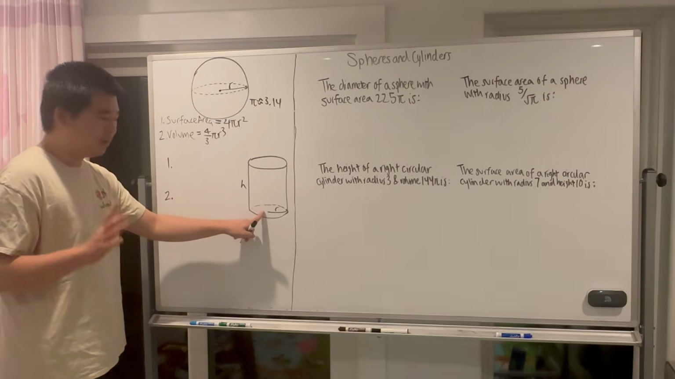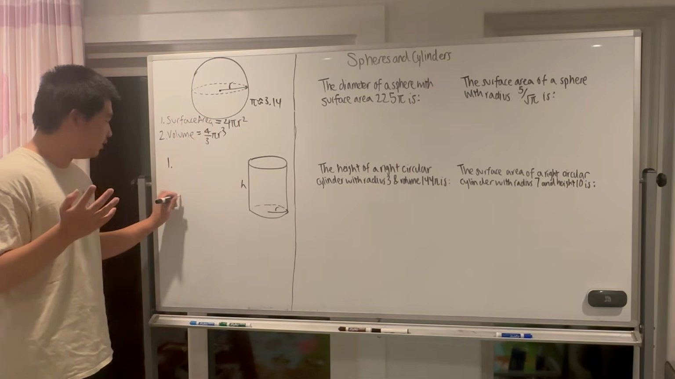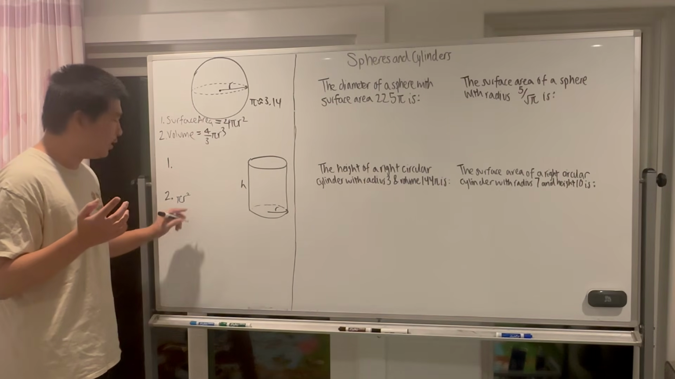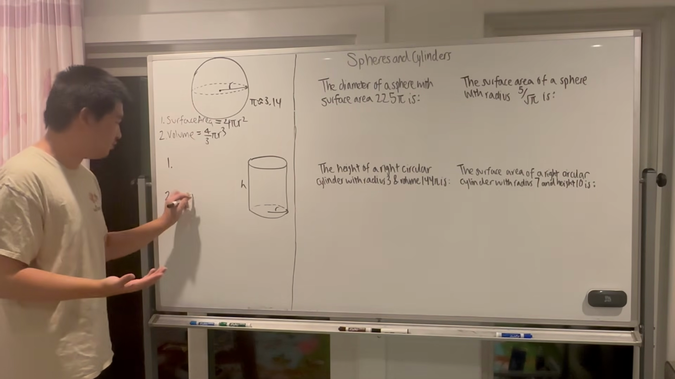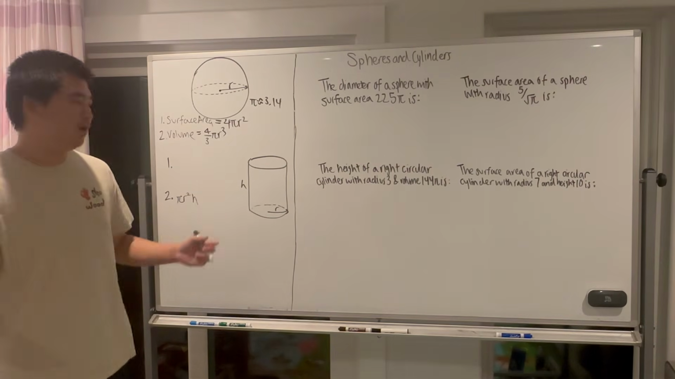So the base of the cylinder is going to be a circle. So the area of the circle is pi r squared. Then pi r squared times the height h is just going to be pi r squared h. Right, now for the note.